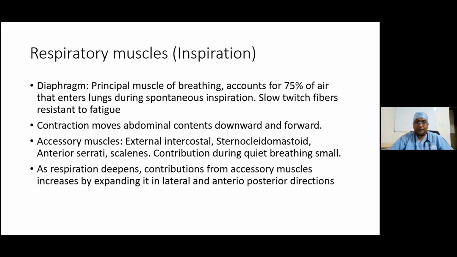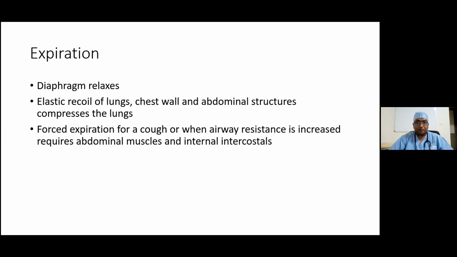Now, what we have to keep in mind is that the contribution of these accessory muscles during quiet breathing is very small. Accessory muscles play a bigger role when the respiration deepens because you need to increase the space in the intrathoracic cavity. So it increases by expanding it in all directions, that is in lateral and anteroposterior direction, not only in the Z axis, as done by the diaphragm.